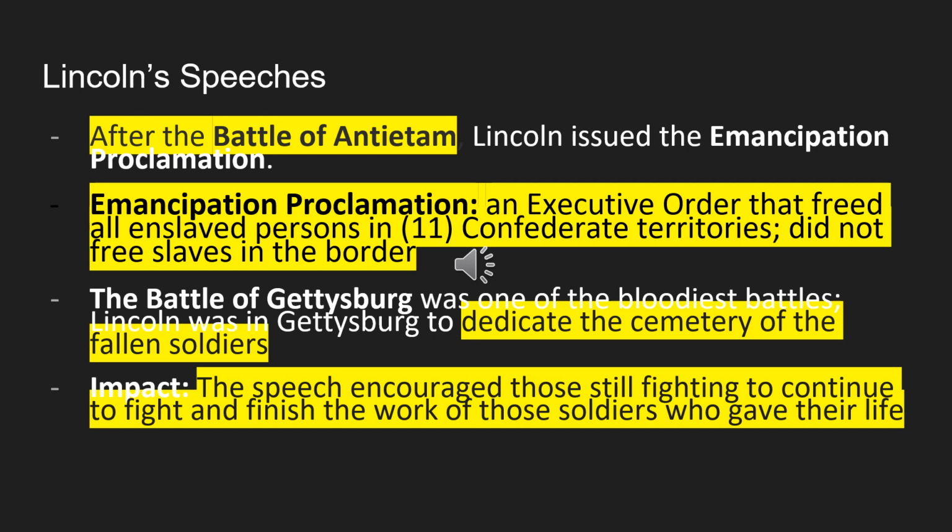Okay, and he will go out there and dedicate the cemetery to the fallen soldiers. You know, sorry that we lost 50,000 people here, that's horrible, okay, but keep fighting, finish the war, finish the drill, let's get it done. We can't keep having these battles. Give it your all, and the war will be over. That is essentially the Gettysburg Address. Let's inspire the people to finish strong.